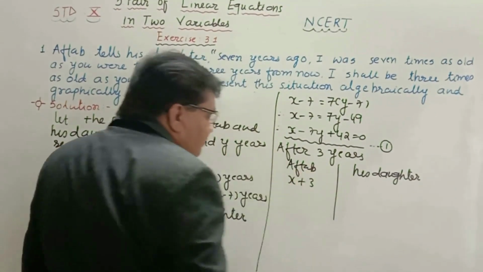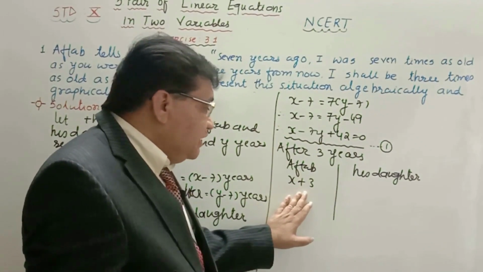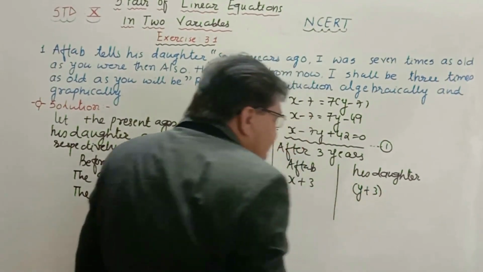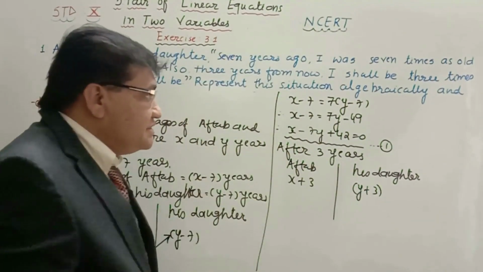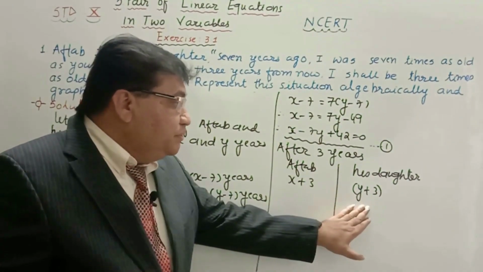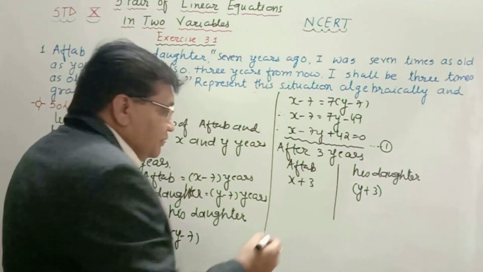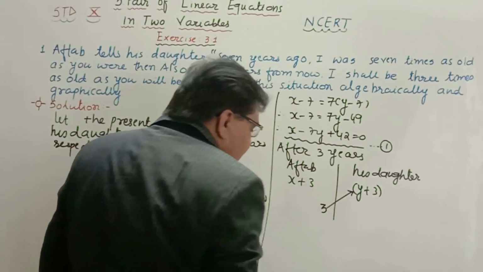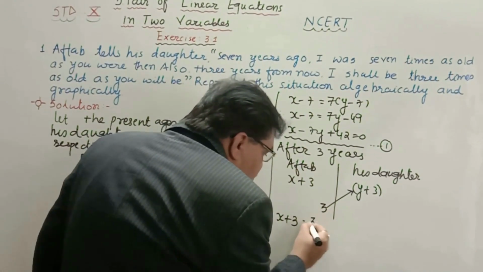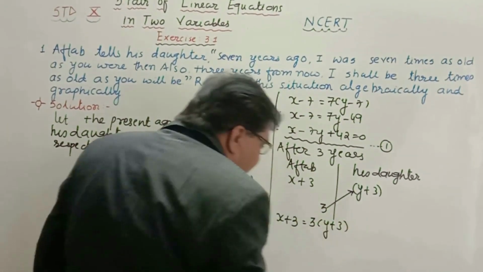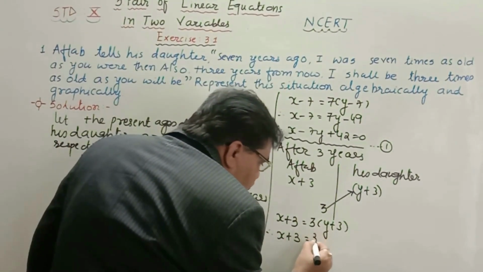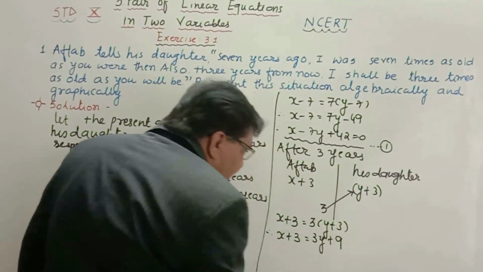After 3 years, the age of Aftab will be X plus 3, and after 3 years, his daughter's age will be Y plus 3. After 3 years, the age of Aftab is 3 times the age of his daughter. So here we write 3 times. So what will be the equation? X plus 3 equals 3 into Y plus 3. Therefore, X plus 3 equals 3Y plus 3 3s are 9.